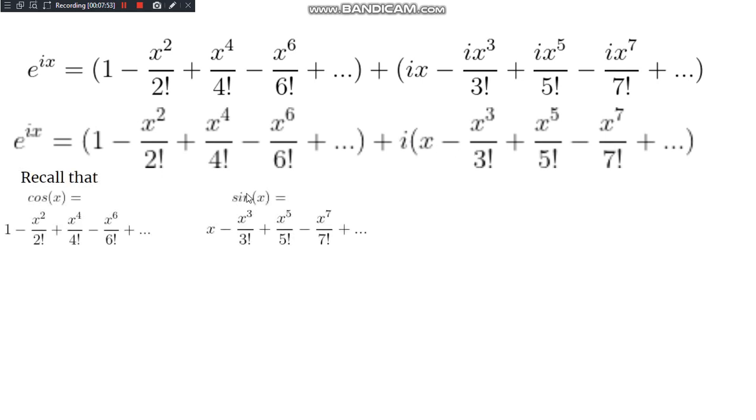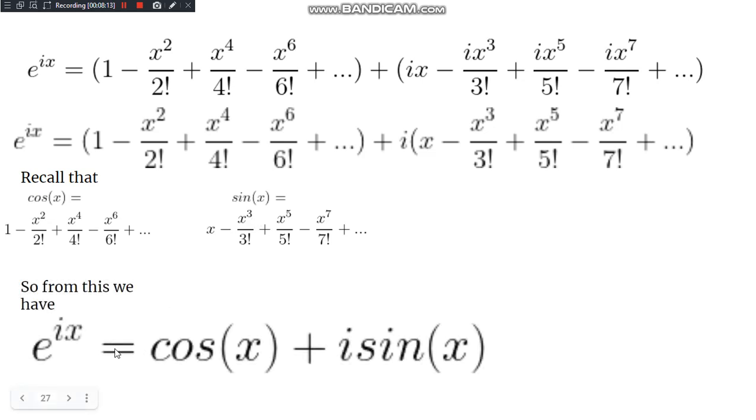Now recall that the Taylor polynomials of cosine of x and sine of x look like this and this respectively. And what do you notice here? Yeah, that's right. These two parts are in fact the same as the Taylor polynomials of cosine of x and sine of x. And so we can just rewrite this as e to the ix is equal to cosine of x plus i sine of x.